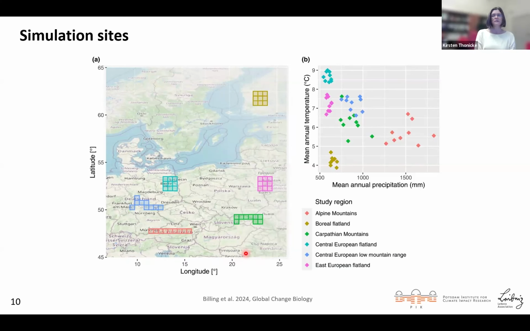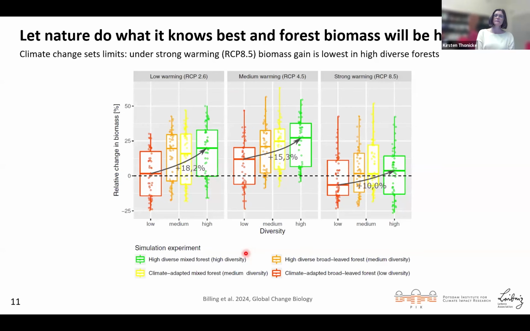what could be a chance of restructuring. And now the big finding and surprise is that if you let nature do what it knows best, forest biomass will be highest. So this sounds like a big slogan, but let us dive into the 3 different climate warming examples.